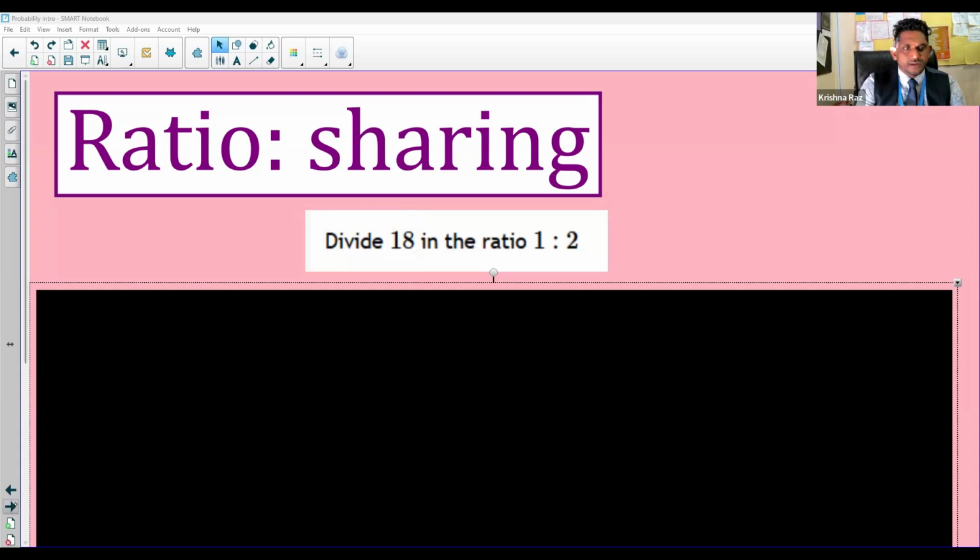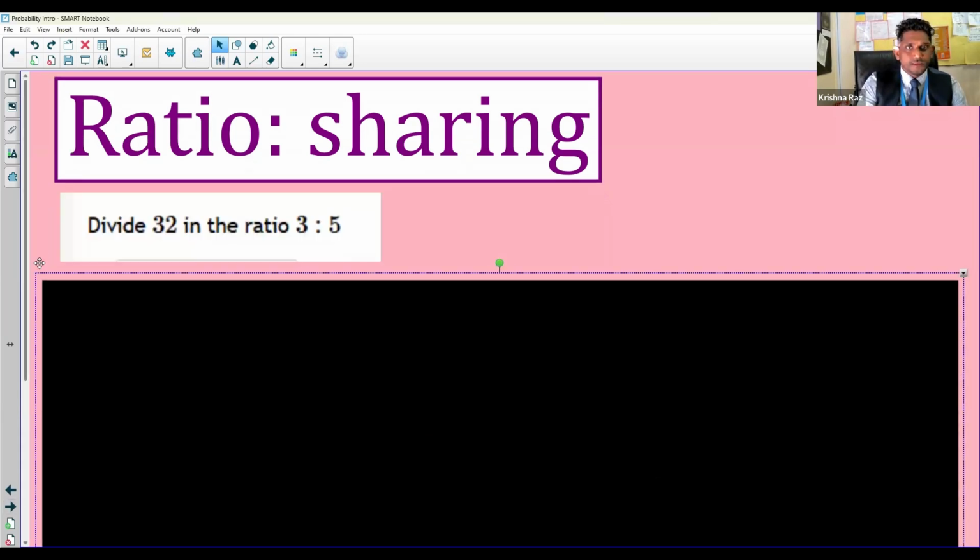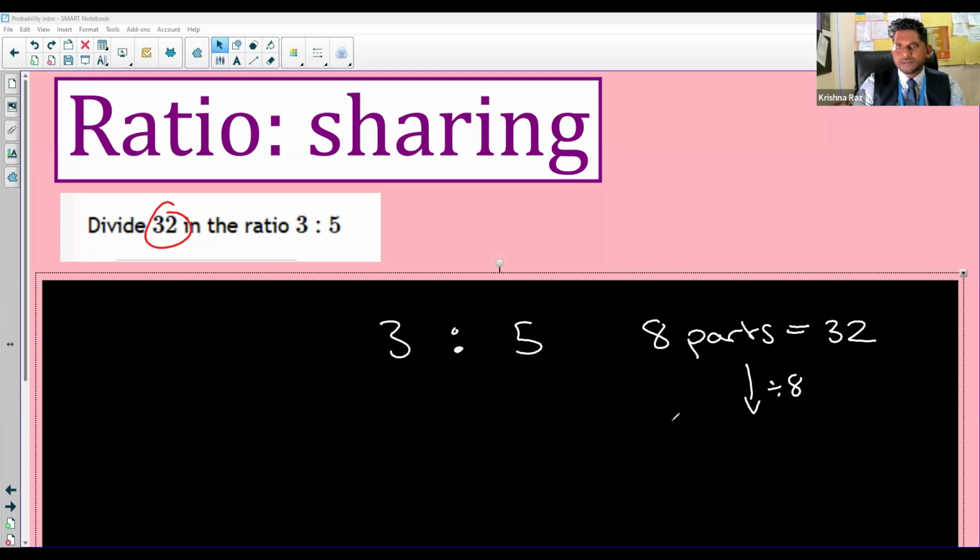So let's have a look at another one. We have 3 to 5, which would be 8 parts. And in this question, 8 parts will total 32. So that equals 32. We divide by 8, we get one part equals 4.